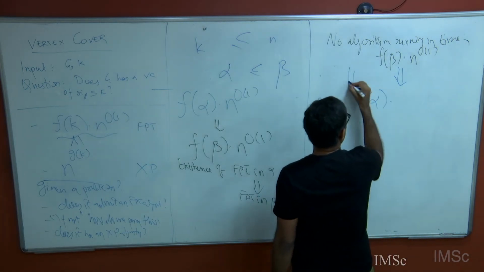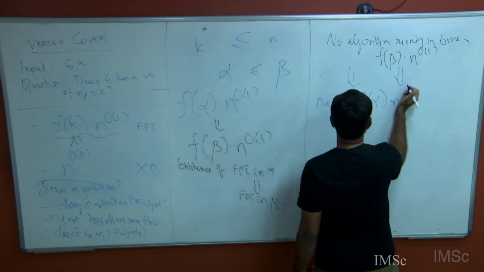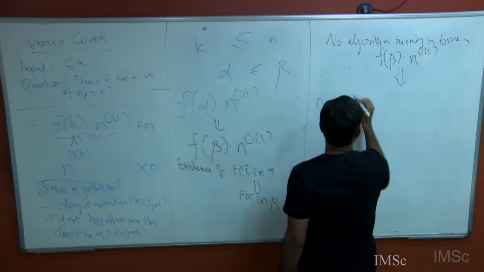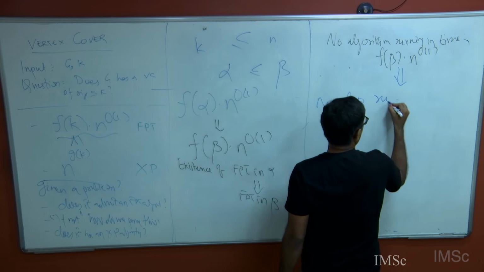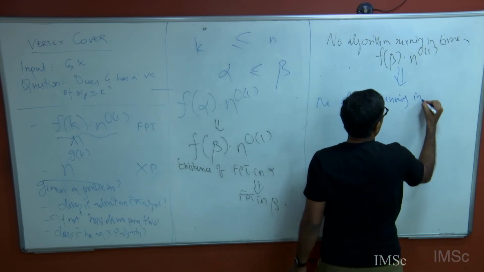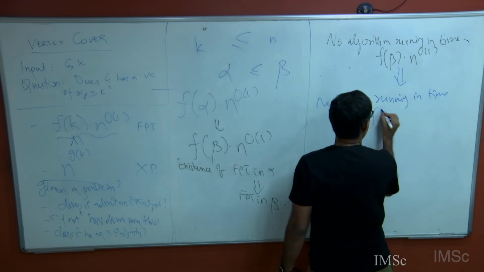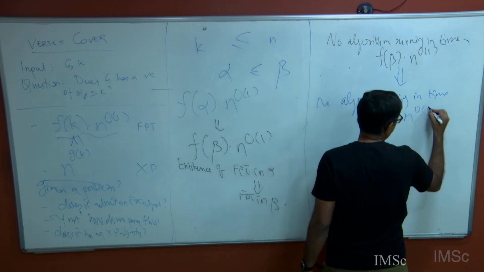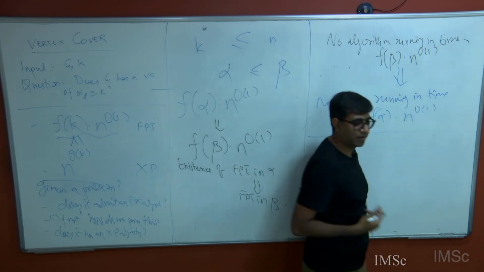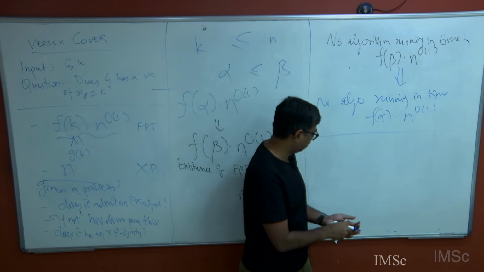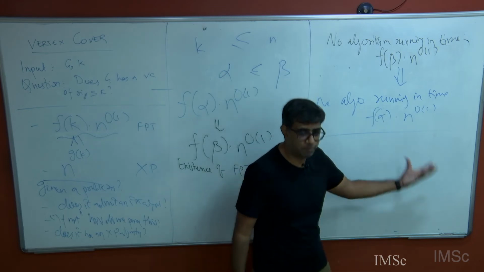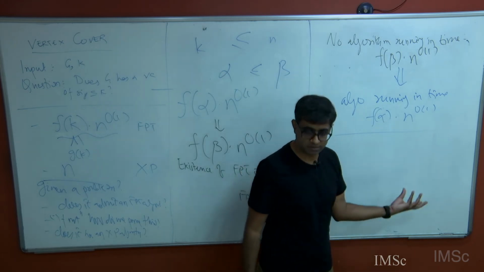So no algorithm running in time f alpha to the power n to the power big O. So you can create a taxonomy of numbers, structures, objects with which you want to measure the running time.